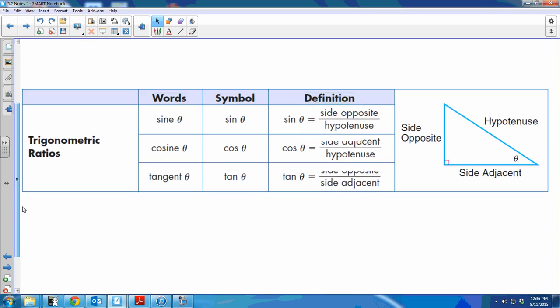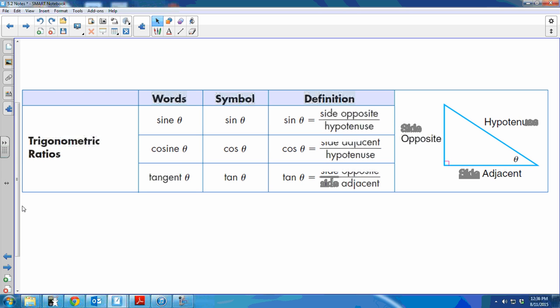So, as a reminder, your trig ratios, you probably remembered SOHCAHTOA at some point in your life, right? So sine is the opposite side over the hypotenuse. Cosine is the adjacent side over the hypotenuse. And tangent is the opposite side over the adjacent side. Right? Remember those?